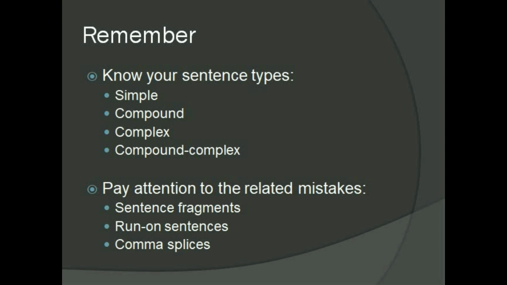So we have 3 related mistakes, and these are quite big mistakes, and they come from not correctly using the sentence types. These are sentence fragments, run-on sentences, and comma splices. And we'll look at all of these today.